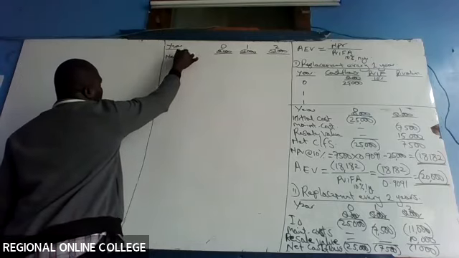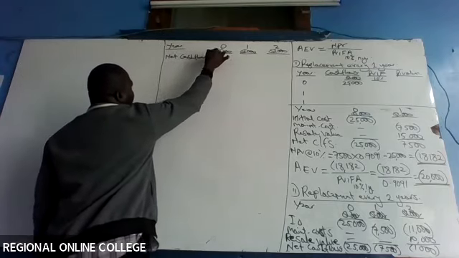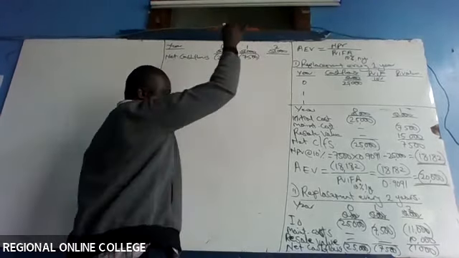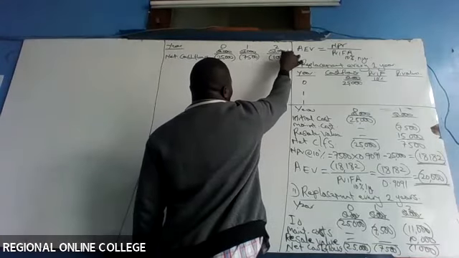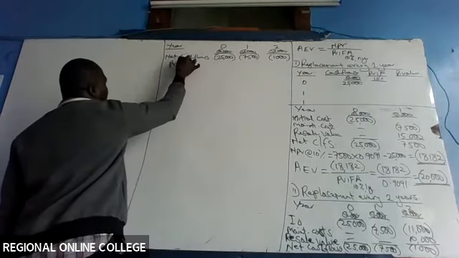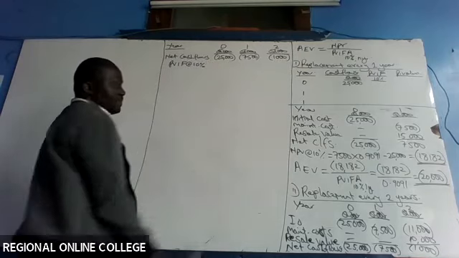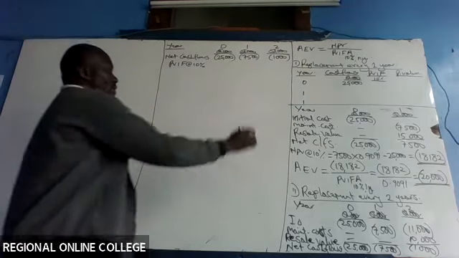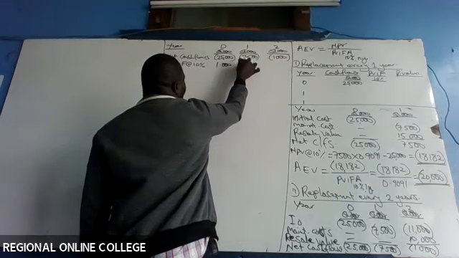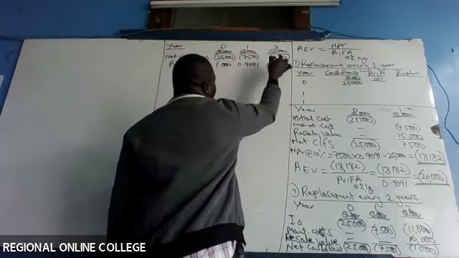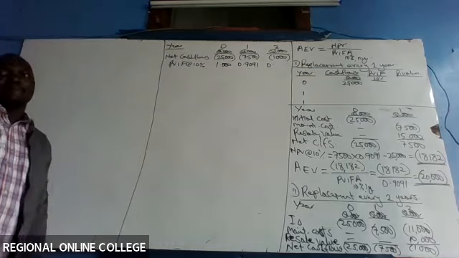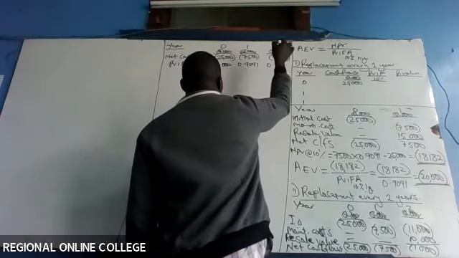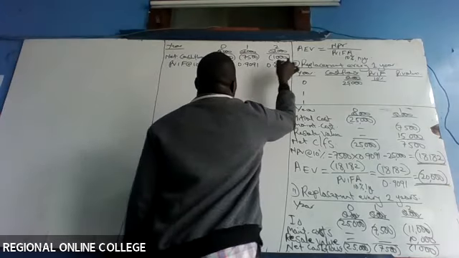So the net cash flows: 25,000 in year zero, 7,500 in year one, and 1,000 in year two. When you put the PVIF at 10%, in year zero it is 1, right? In year one it is 0.9091, year two is 0.8264. And we have the NPV.